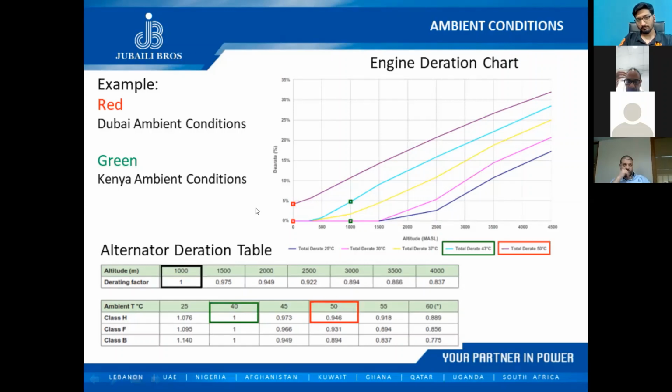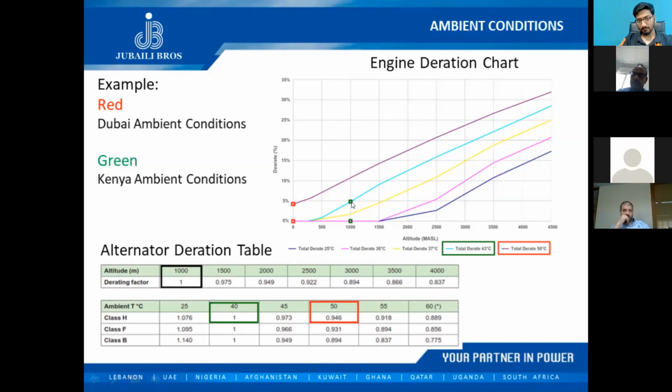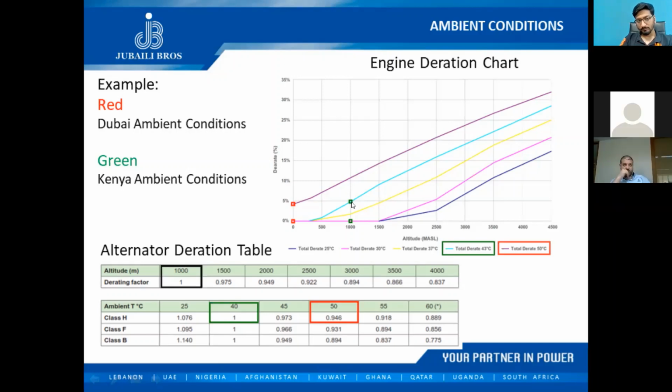Okay, so the same genset, exactly the same genset, let's say 100 kVA genset, would give me 94.6 kVA in Dubai and would give me 95 kVA in Kenya. Now the difference is very slight, okay? However, in some cases, you'll see a major difference. You'll see a difference up to 20, 30 kVA, okay? So it's worth mentioning and worth noting.